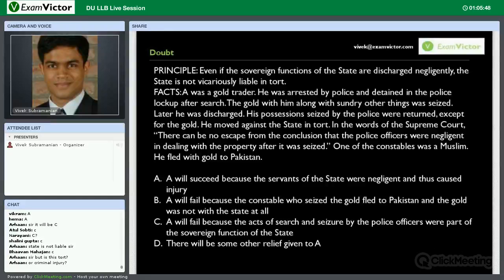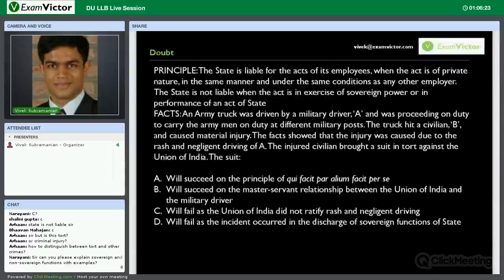And the act of negligence or act of malfeasance, whatever it is, that was done by a servant of the state, but he committed the act while performing the sovereign functions of the state, and therefore the state is not vicariously liable in tort as the principle says. So fairly simple, the answer is C. I don't know how some books are giving a different answer. Anyway, moving on to the next.